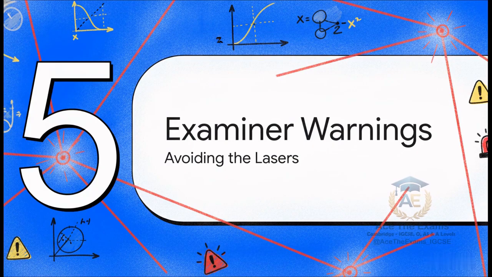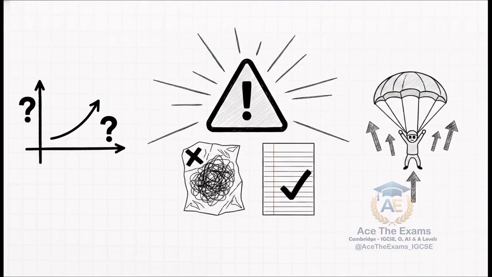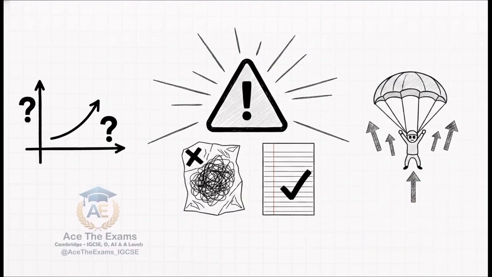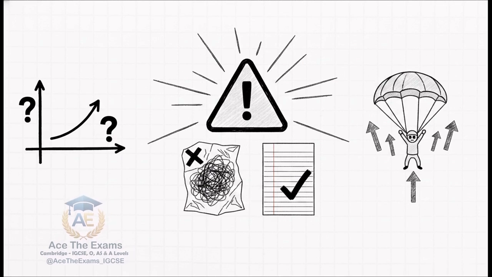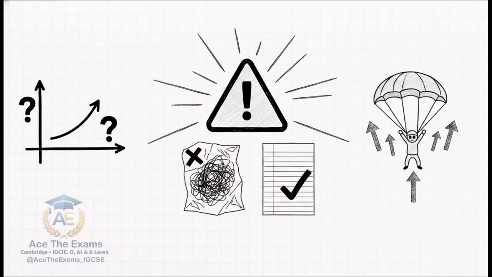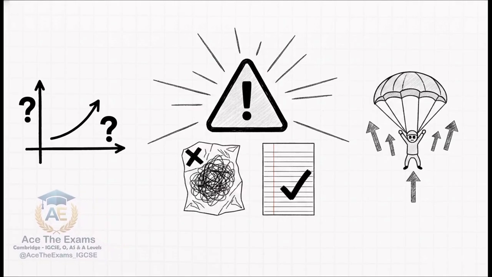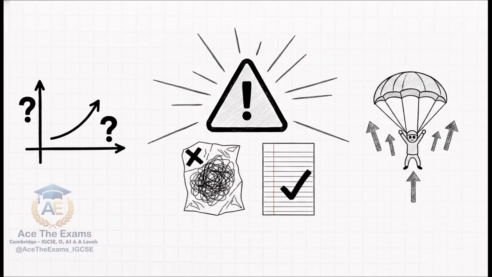Finally, we reach Section 5, Top Examiner Warnings. This is all about avoiding the lasers. To successfully navigate your way out of this exam vault with full marks, we absolutely have to avoid the laser tripwires. These are the specific repeated errors that Cambridge principal examiners compile every single year. So, the crucial point here is rapidly breaking down and neutralizing these three fatal flaws.